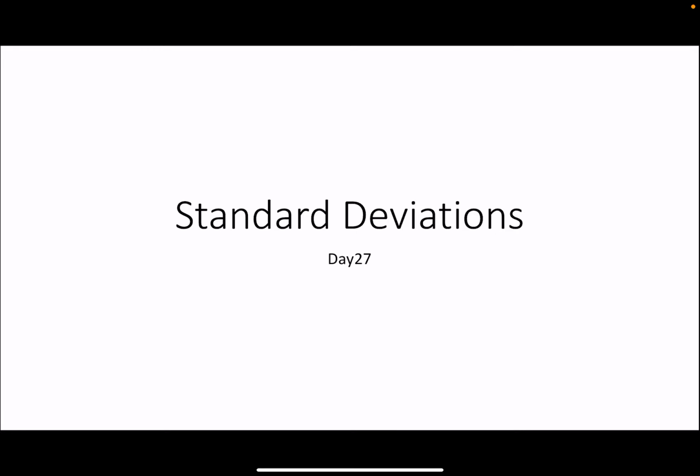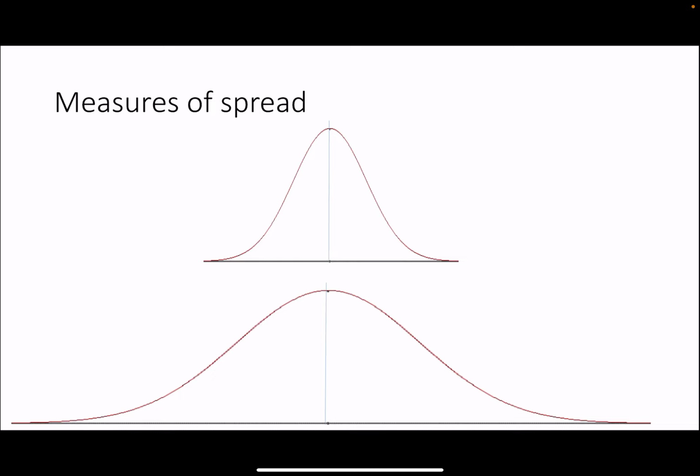So we're learning about standard deviation today. It's day 27. We'll start by describing what standard deviation is. Okay, so measures of spread. How is our data spread across our range? As you can see here, the data is less spread out than over here. It's just more spread out.